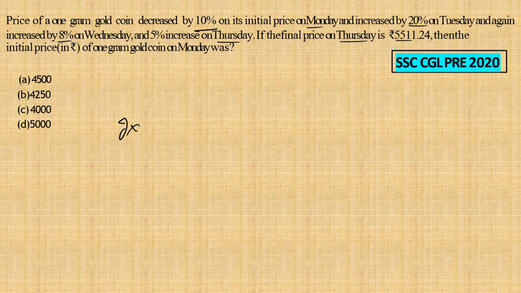It decreased by 10% on Monday, that means it is 90% now. Increased by 20%, that is 6 by 5, or you can write 12 by 10 to save the calculation. And again increased by 8%, that is 108 divided by 100, or you can write it as 27 by 25, and again increased by 5%, that is 21 by 20, and the price on the last day, that is Thursday, is 551124. I'll write 100 in the denominator to remove the decimal points.